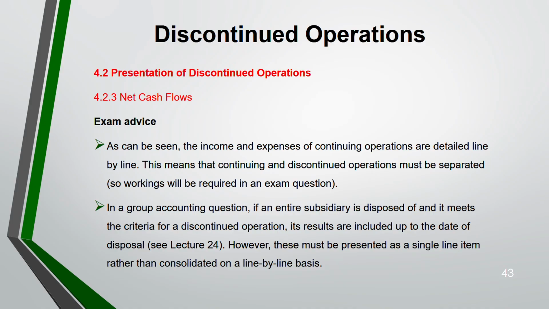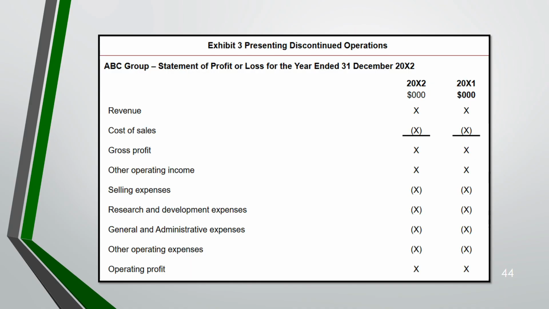Now, this is how it looks in your statement of profit and loss, this is for ABC Group. You have been given two years, 20X1 and 20X2. The discontinued operation will be placed as follows. Normally we have revenue, cost of sales, gross profit, then other operating income, then we deduct the expenses, selling, research and development, general admin, other operating expense, and get the operating profit.